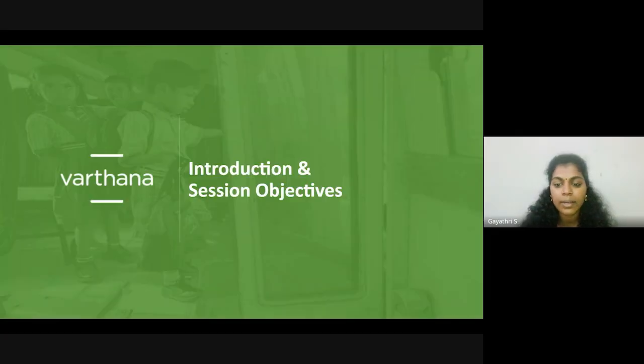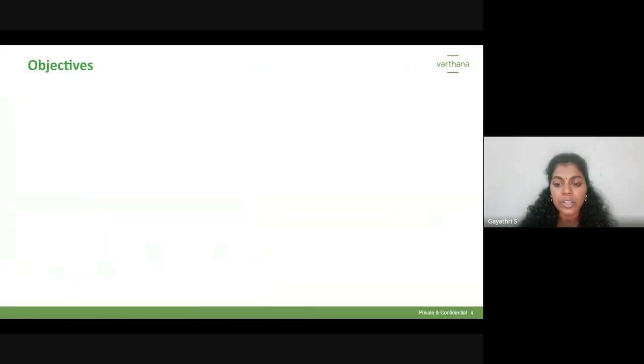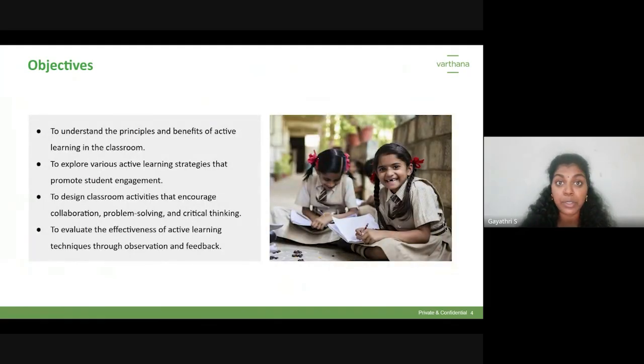So here, let's start with the session objective. We have four main objectives for today's session. First is to understand the principle of active learning and how it can benefit your classroom. Also to understand the different strategies you can try inside the classroom so that it increases student engagement. It also helps to develop skills like collaboration, problem solving, and critical thinking. And finally, how do you assess whether this active learning technique is working for you or not, using certain strategies?